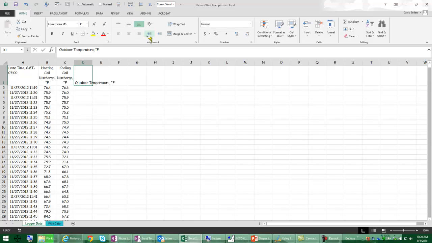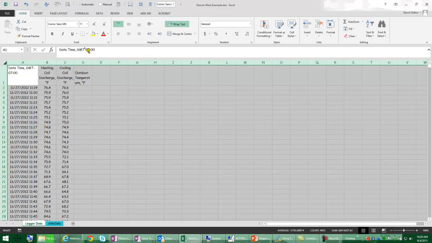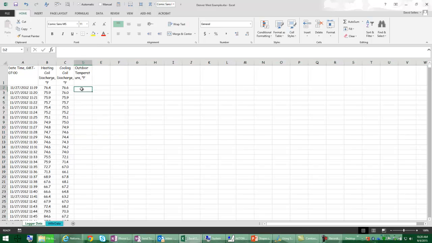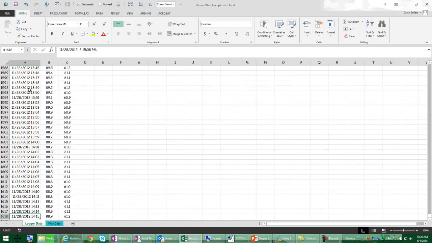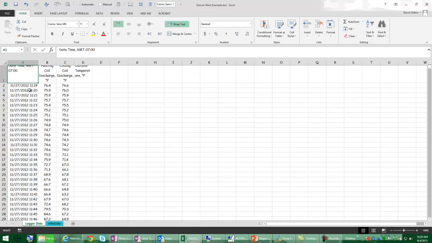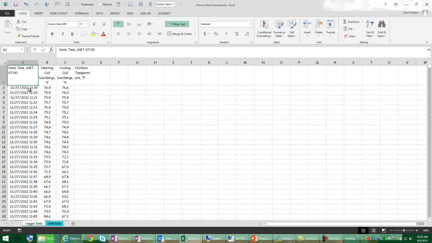So now I got a column, and all I got to do is look up this date and time in the other table, find the outdoor air temperature and type it in here, right? And just do that for the couple hundred rows that I have, and I'll be able to do my calculation. Oh, it's 1600 rows. So I just have to do that 1600 times and I'm good to go.